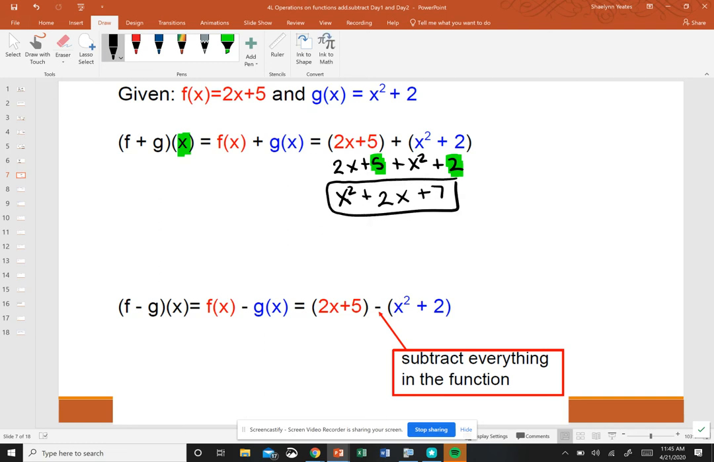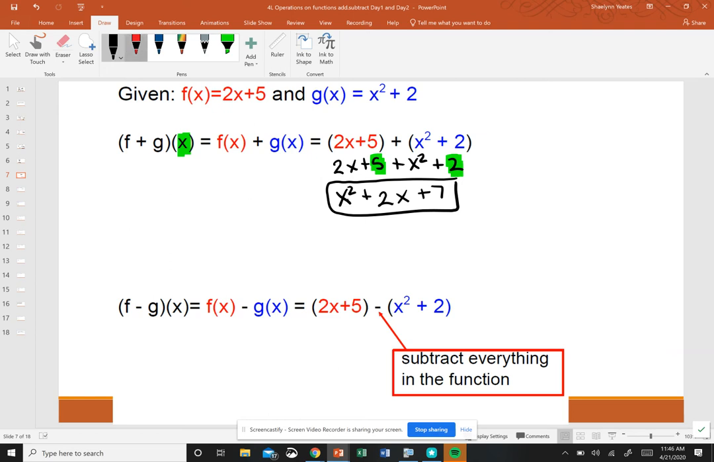How are you feeling about that? That would be our answer. I know it's not a number. It's because we plugged in x, so we should get an answer with x's in it. If we plugged in w, we should get an answer with w's in it. Okay, so now down here, so that was adding.